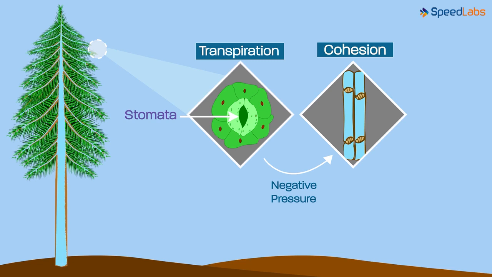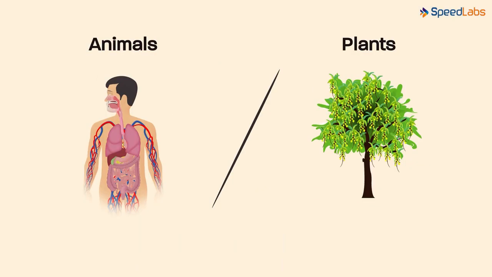The root pressure helps, yes, but the transpirational pull is the most important phenomenon that causes the upward movement of water in the xylem. Well, this was about how transportation exactly occurs in plants. With this, we come to an end of the process of transportation in both plants as well as animals.